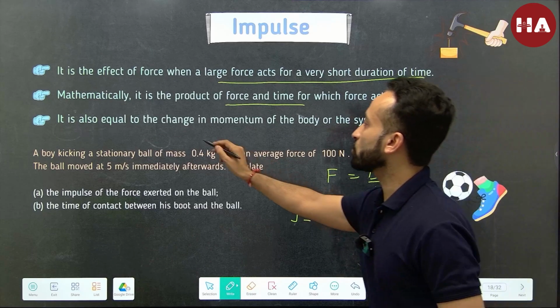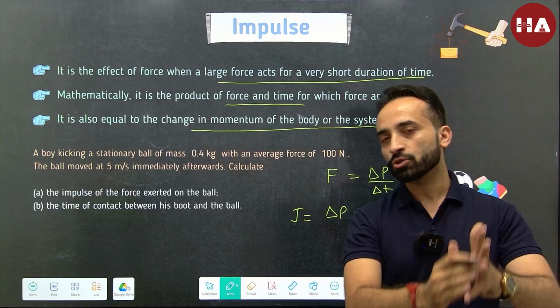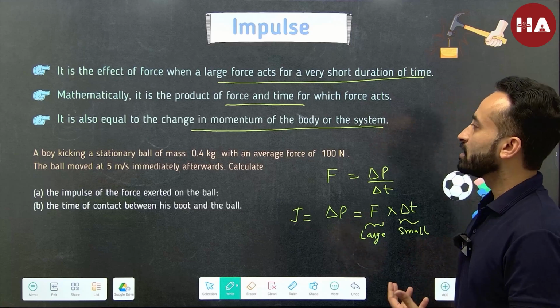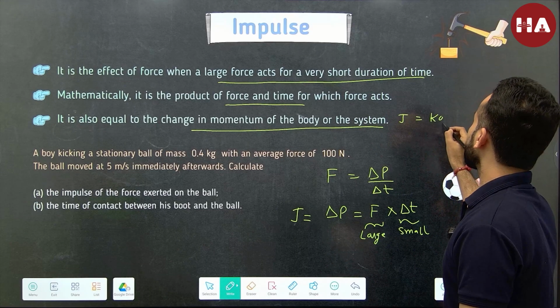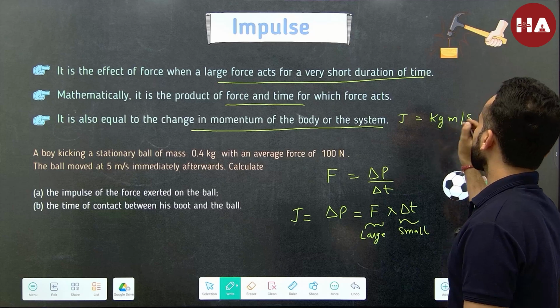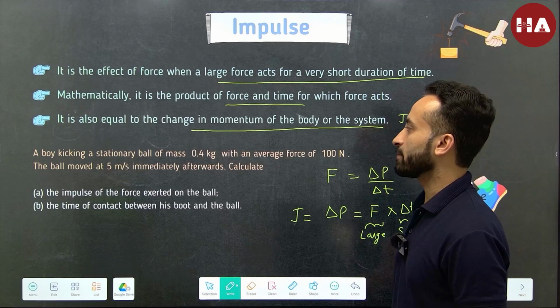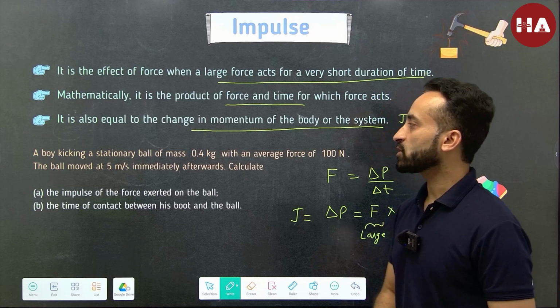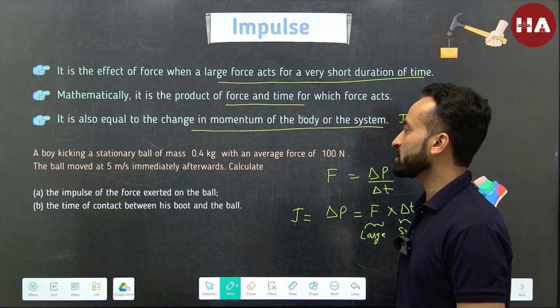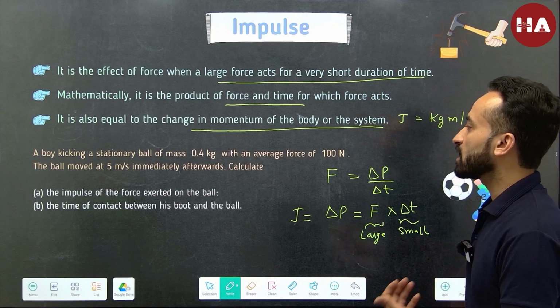It is equal to the change in momentum. So now you should know that impulse is the change in momentum. So what should be the unit of it? It should be the same as momentum, that is kg meter per second. A boy kicking a stationary ball of mass this much with an average force, the ball moved at 5 meter per second immediately. Calculate the impulse.